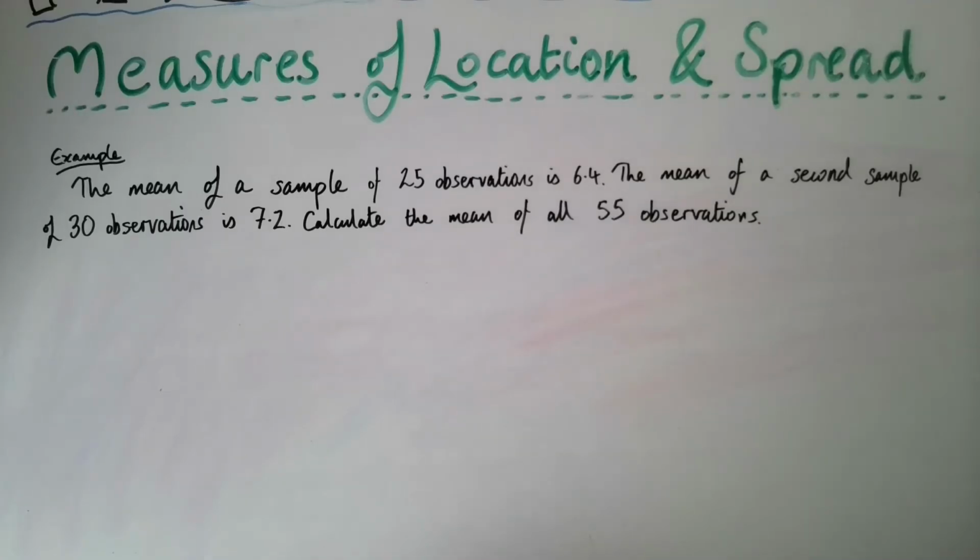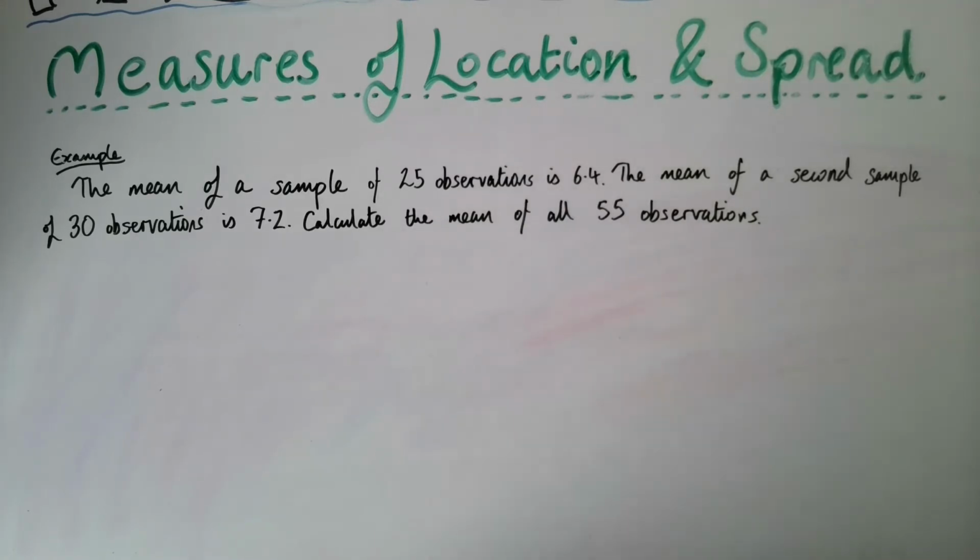Okay, so here's our first example. Pause the video and have a go before watching me talk through it. Right, so we've got 25 observations and the mean is 6.4.